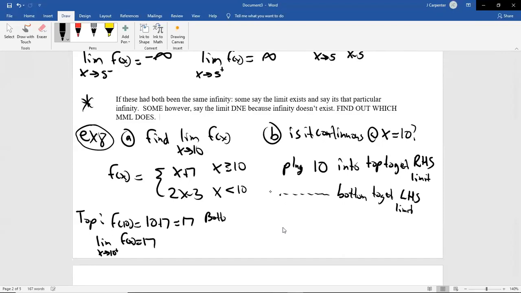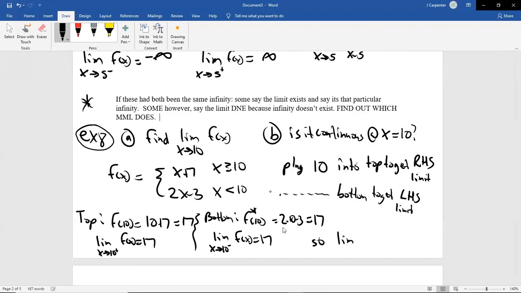For the bottom, f of 10, and I'm going to put a little asterisk next to that because you're technically not supposed to plug the 10 in here, but we talk about this in pre-calc 1, how you can do it just to see things like continuity, whether you have open and closed circles or it just keeps moving. So that would be 2 times 10 minus 3, which is 20 minus 3, which is also 17. So the limit as x approaches 10 from the left is also 17.